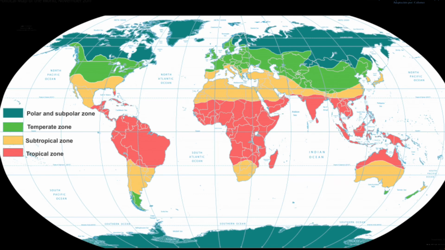You have minimal rain. This is where you find most of the world's deserts. And it's closer to the equator and it's closer to the sun, hence why it's so hot.